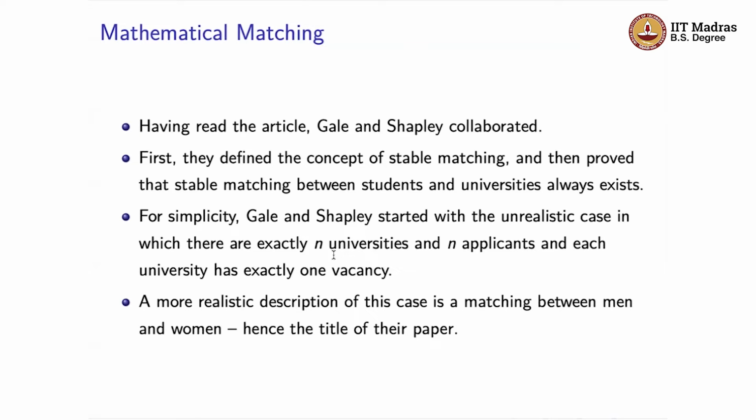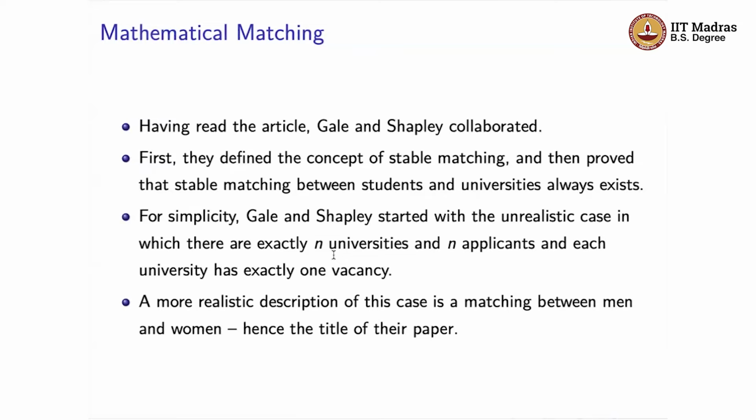And so they started with the unrealistic case, clearly, in which there are exactly n number of universities and n number of applicants, and each university has exactly one vacancy. Now, clearly, as you would imagine, typically universities do not have only one vacancy, right? They have many more seats that are open. So if you are thinking about the IITs, for example, they have thousands of seats, right?